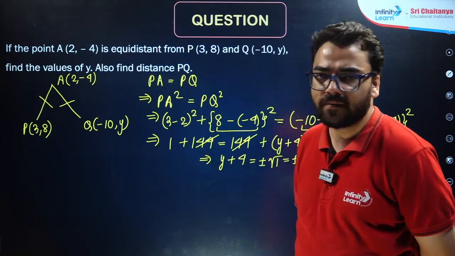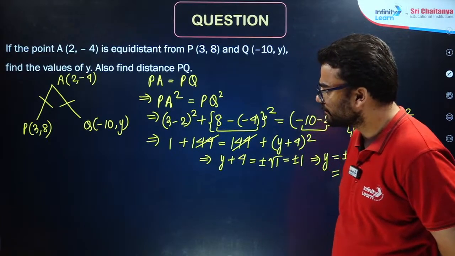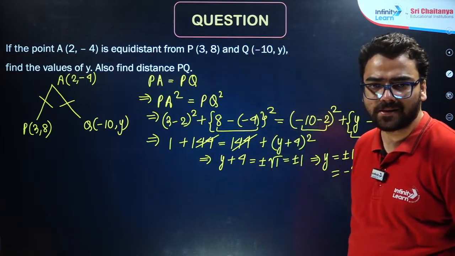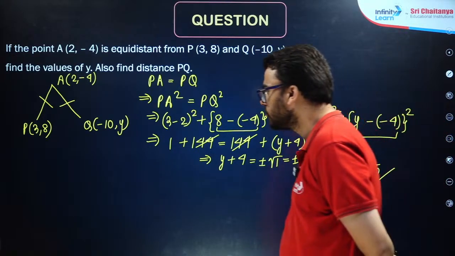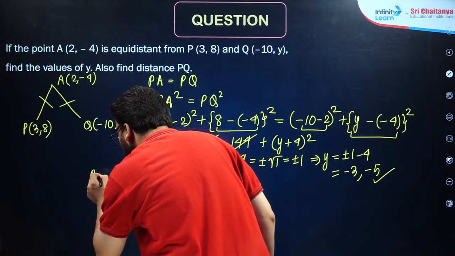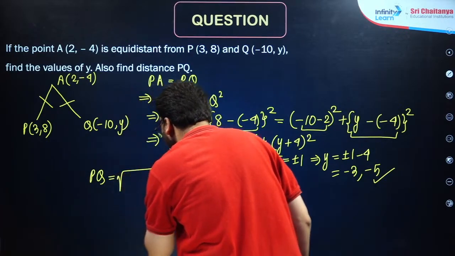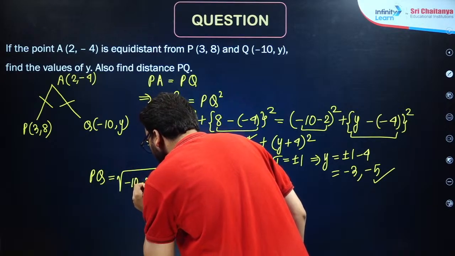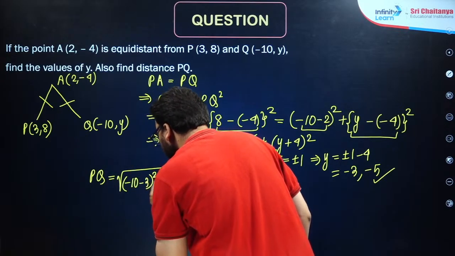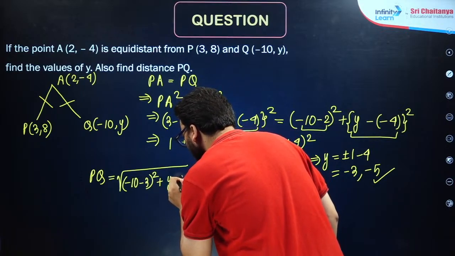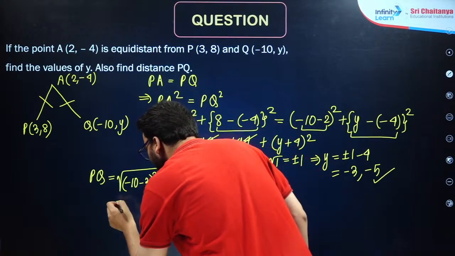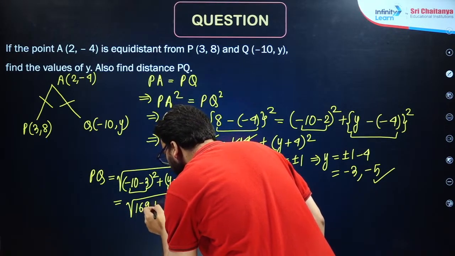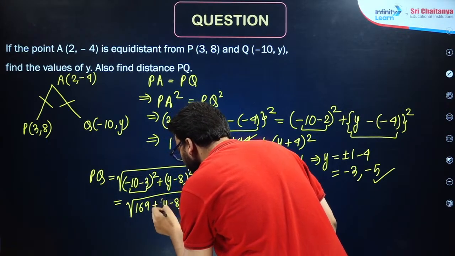Now in the question it is given that you have to find the value of PQ. So the distance PQ, there will be two possible distances, right? Basically if you use the distance formula, PQ is square root of minus 10 minus 3 the whole square plus y minus 8 the whole square. If you further simplify, this is minus 13 square, that is 169, plus y minus 8 the whole square. So this is PQ.